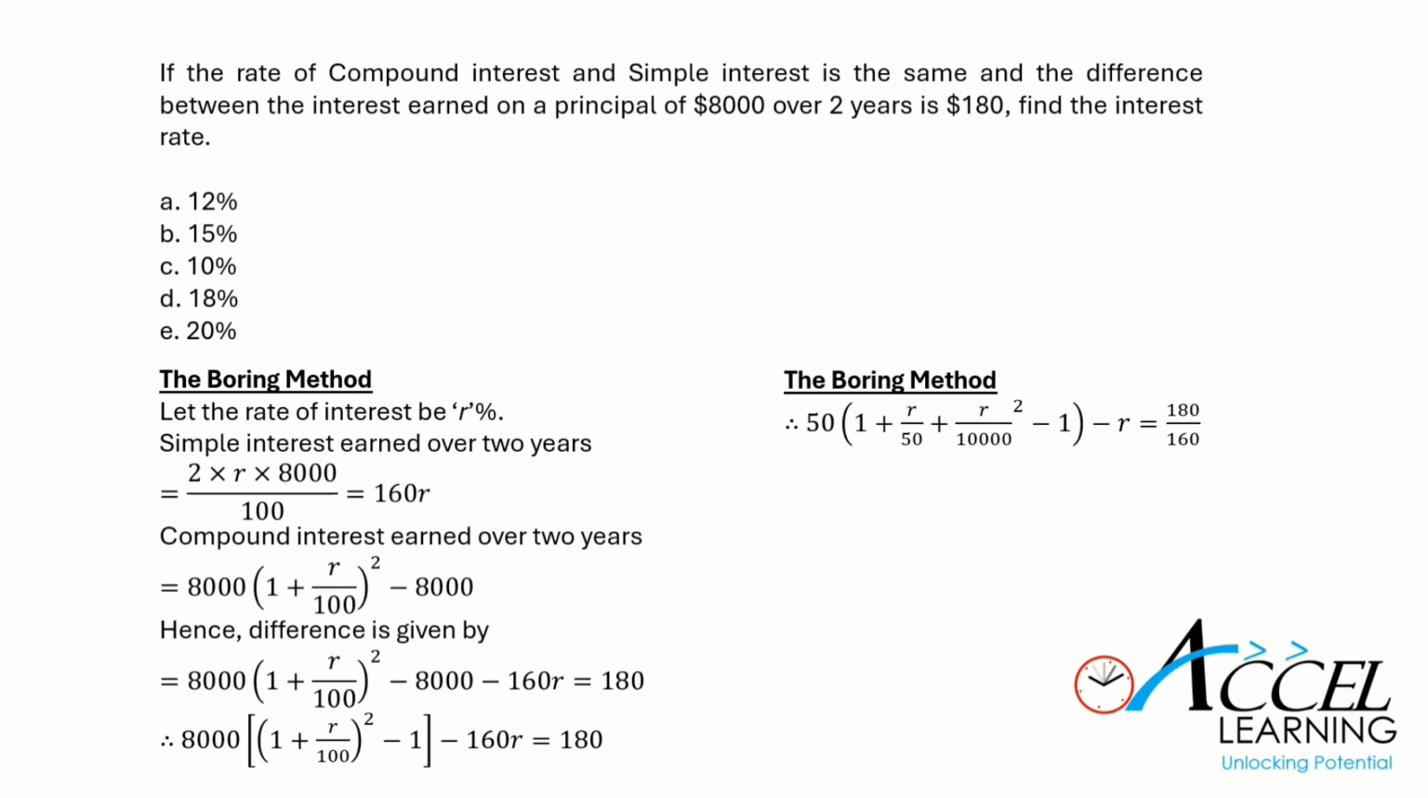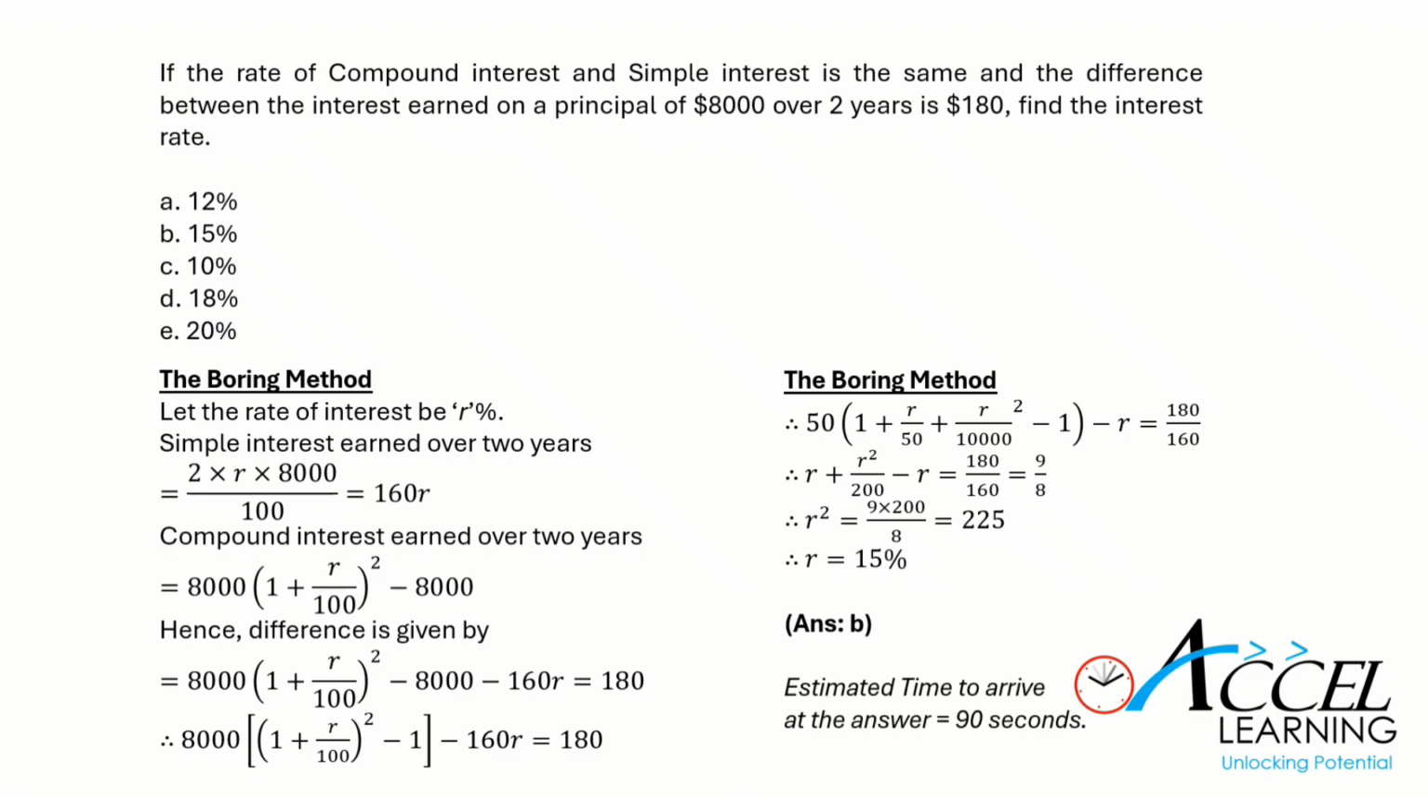Therefore, 50 times (1 plus R divided by 50 plus R squared divided by 10,000 minus 1) minus R equals 180 over 160. Therefore, R plus R squared divided by 200 minus R equals 180 divided by 160, or equal to 9/8. R squared equals 9 times 200 divided by 8 equals 225, which means R, or the interest, is 15%. The answer is letter B. The estimated time to arrive at the answer is 90 seconds.